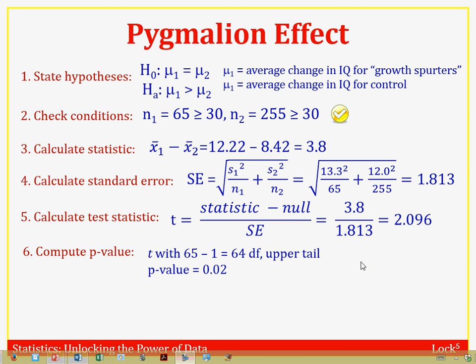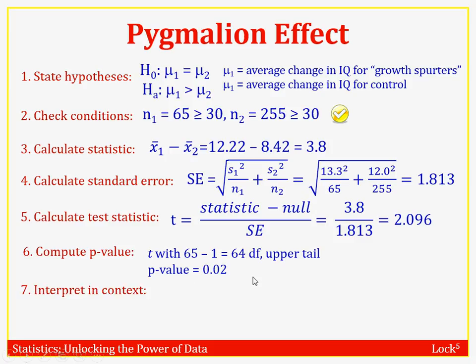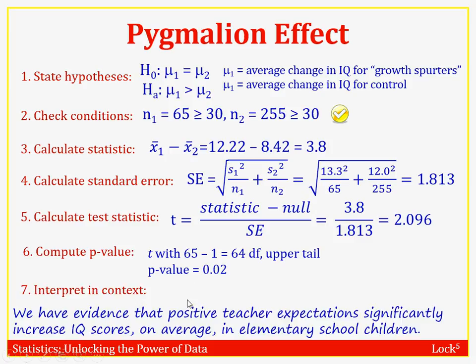So coming back to the PowerPoint, we get the 0.02 from our StatKey. So what does that mean in the context of the situation? In other words, what decision should we make? We have evidence that positive teacher expectation significantly increases IQ scores on average in elementary children.